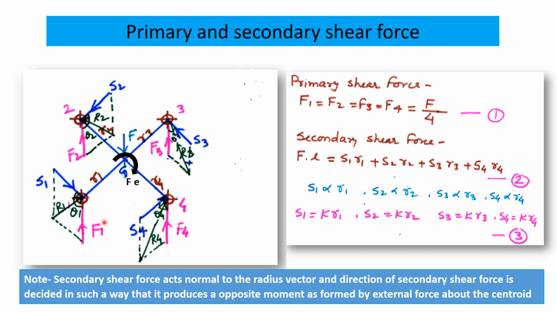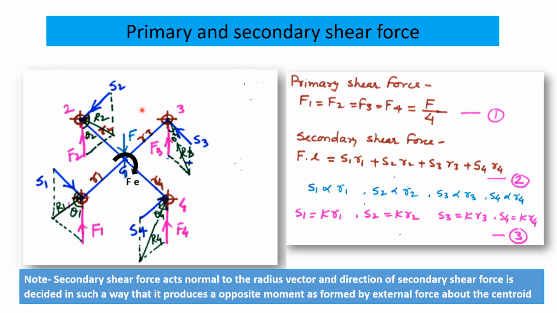So this S symbol normally represents the secondary shear force. We have to find out the value of the primary and secondary shear force in this situation. Because this force F is applied at the centroid, we assume that it is equally divided among all the rivets. So the primary shear force F1 should be equal to F2, equal to F3, and equal to F4, and this should be F divided by the number of rivets.